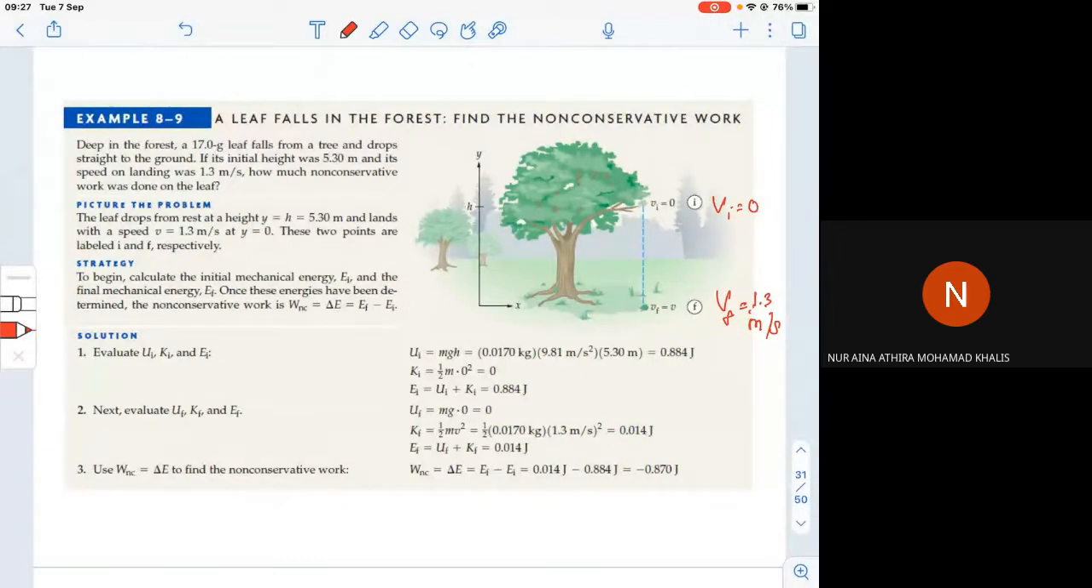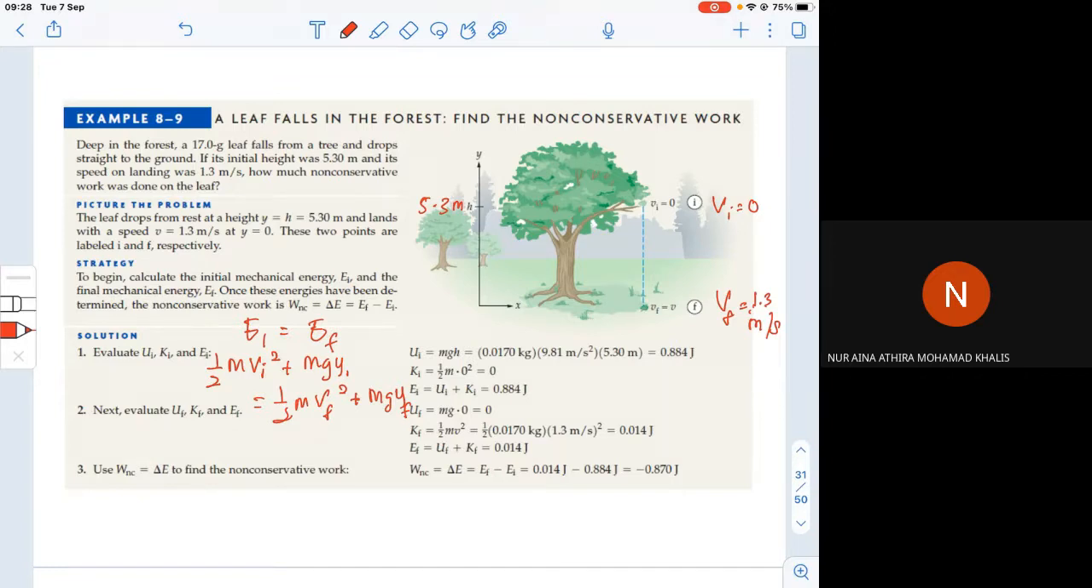The initial height was 5.3 meters, and we are asked how much non-conservative work was done on the leaf. In order to do that, we need to establish Ei and Ef. So what is Ei? What is Ef? We must calculate based on half m v initial squared plus m g y initial, equivalent to half m v final squared plus m g y final.